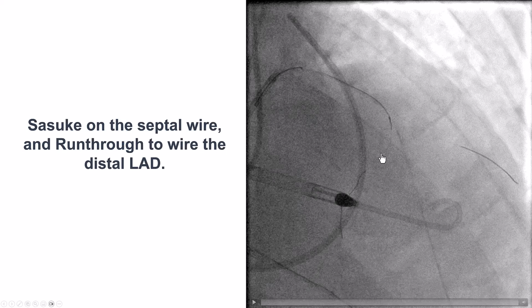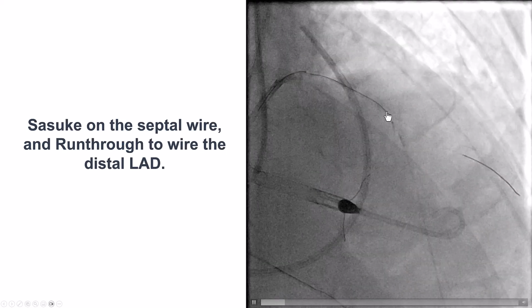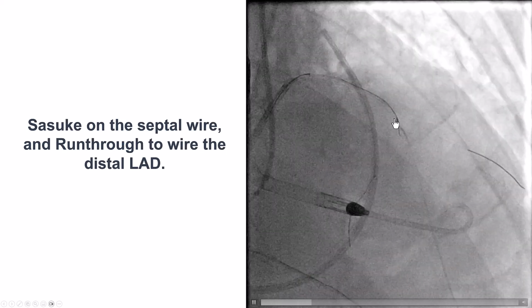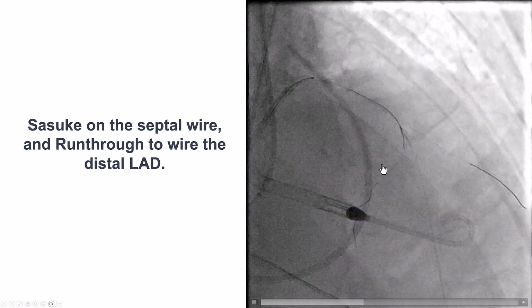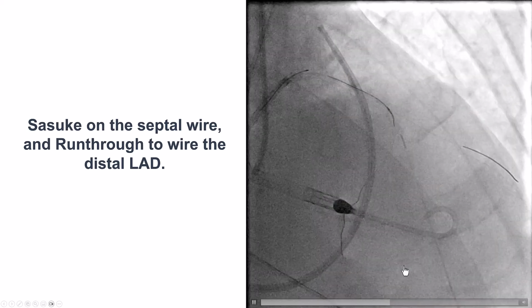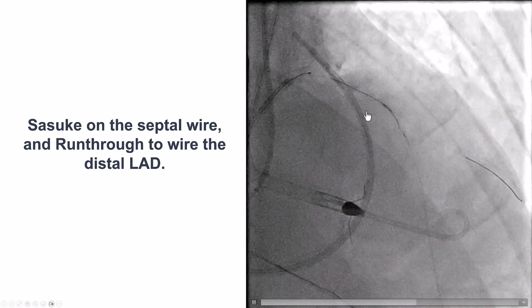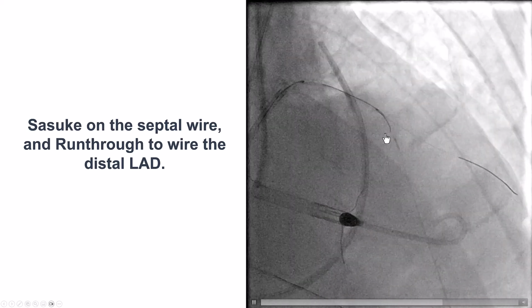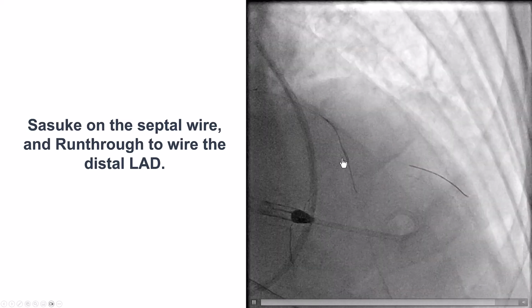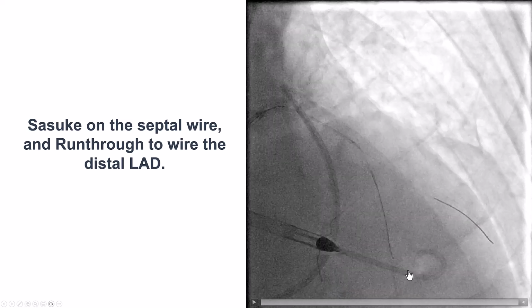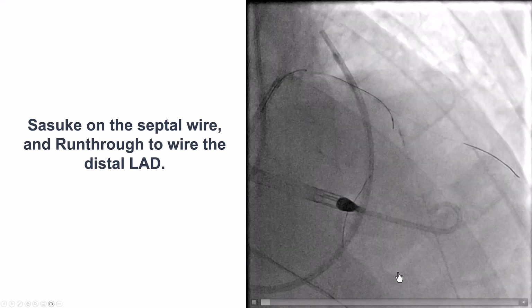We left it there and then got the Sasuke again, and we did once again advancement of another guide wire through the Sasuke that was then able to be redirected into the LAD. So essentially, dual lumen microcatheter twice. One is to get around the diagonal, and the other one is to get around the septal, and eventually here, the workhorse wire is going easily into the distal LAD.